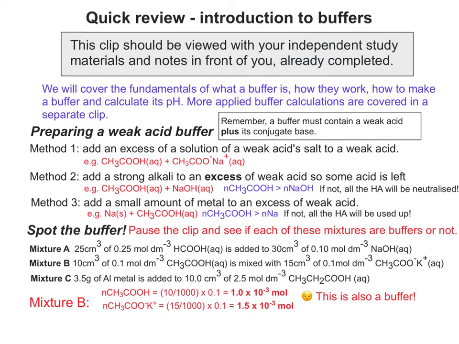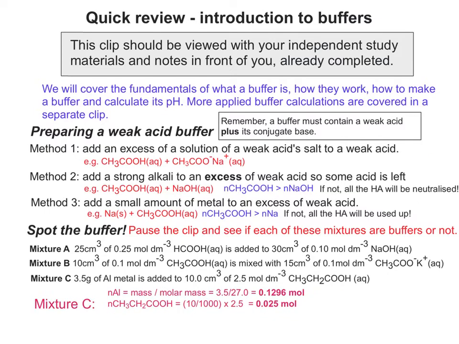This particular one that we're looking at here would be prepared by method 1, by adding an excess of a solution of weak acid salt, in this case potassium ethanoate, to the weak acid, ethanoic acid. So finally, let's have a look at mixture C.